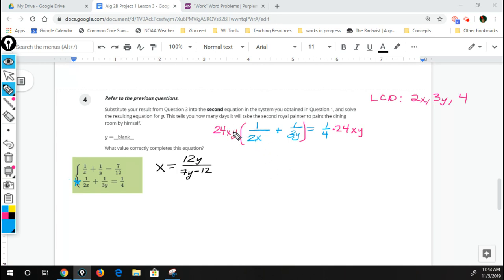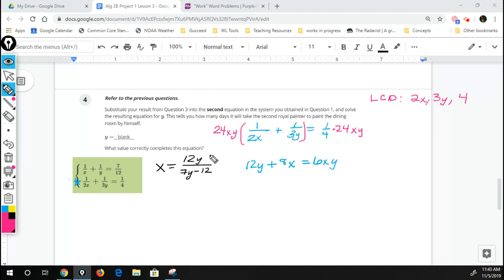So to multiply here, I would get 24xy divided by 2x, which that's just going to leave me with a 12y, plus 8x equaling 6xy. Okay, so again, no more fractions. A little bit cleaner, right?